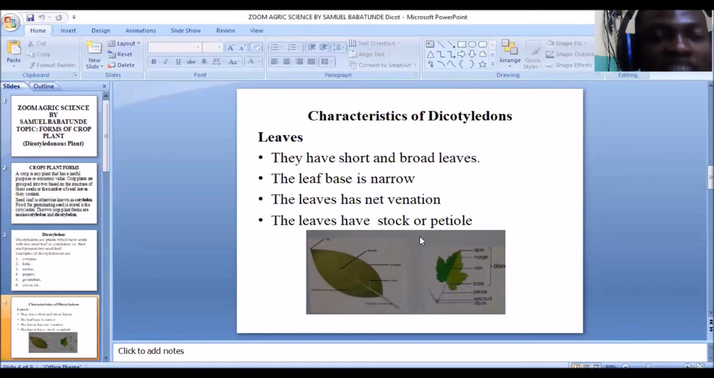The leaf has net venation, that is, the vascular bundles in the leaf are arranged in a net-like manner, and the leaf possesses what? A stalk or petiole. This is the leaf stalk that attaches it to the what? To the branches. This is it. But this is actually absent in a monocot plant.